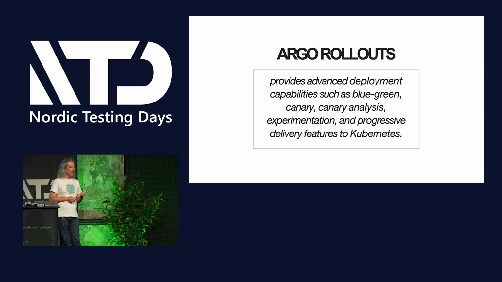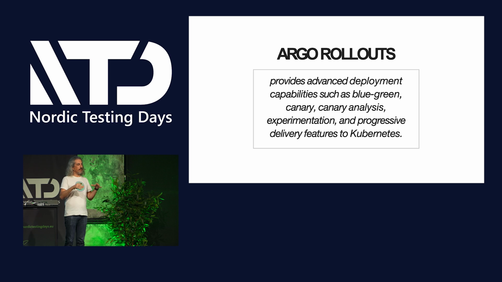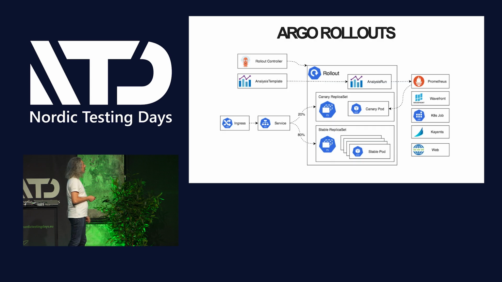It allows you to do blue-green, canary analysis, experimentation, and all these progressive delivery technologies. So you configure Argo Rollouts, and then it takes over your deployments in Kubernetes, and depending on how you configure it, it is going to do one approach or the other. The way it works, let's see here.